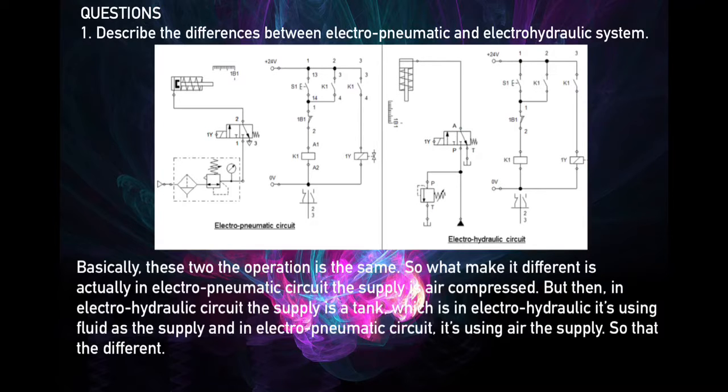Basically, these two operations are the same. What makes it different is that in an electro-pneumatic circuit, the supply is compressed air, but in an electro-hydraulic circuit, the supply is a tank, which uses fluid as the supply, while the electro-pneumatic circuit uses an air supply. So that's the difference.